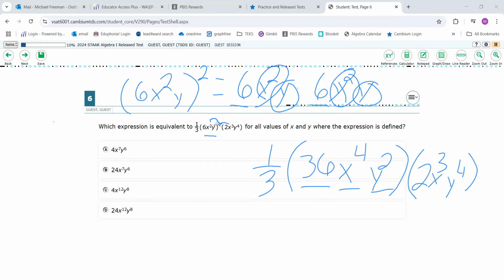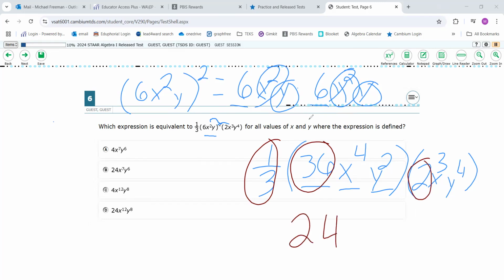2 times 2 was 4. 2 times 1 was 2. All right, but now we got rid of our exponents. Now our normal numbers do our normal math. So 1/3 times 36 is 12, times 2 is 24. So I know it's not A, and I know it's not C.